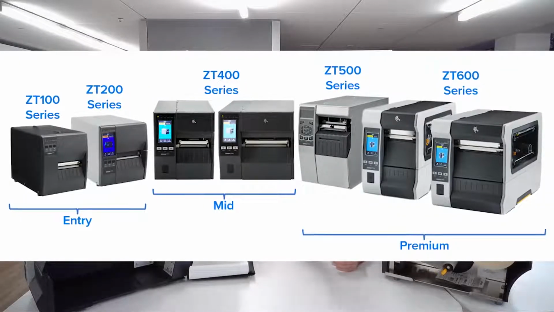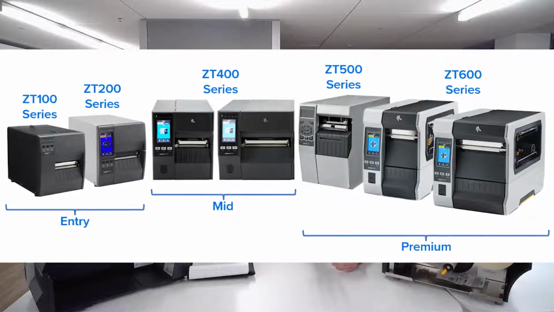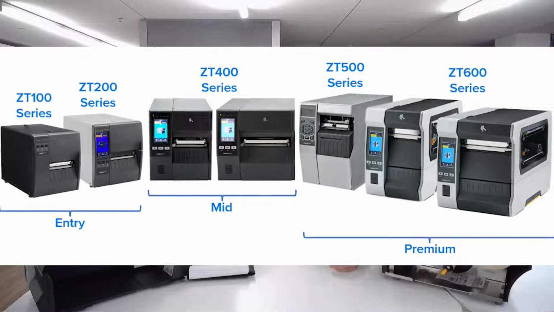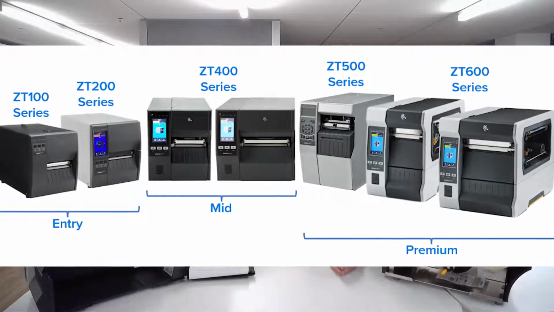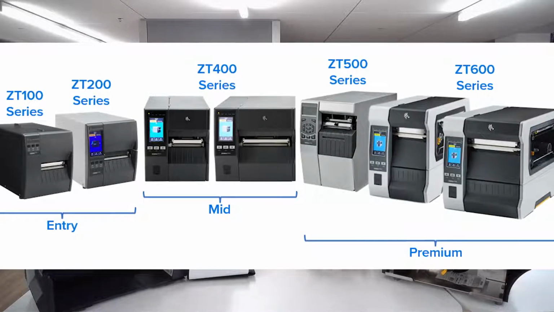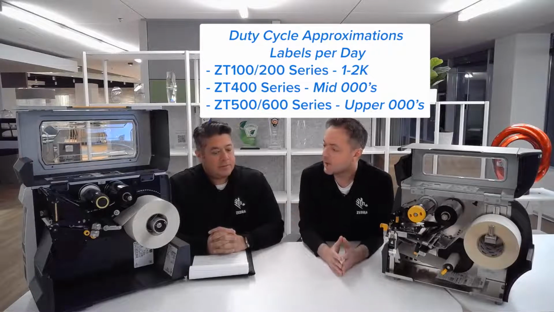Right, so we have our tiered portfolio. We have our ZT100 or ZT200, that's considered our entry-level tabletop. Then we have our ZT400 model here, that's our mid-tier. And then we have our ZT500 and our ZT600, that's our premium tier. And the best way to ballpark things is, let's say you're using a 4x6 label. That's probably the most common label out there.